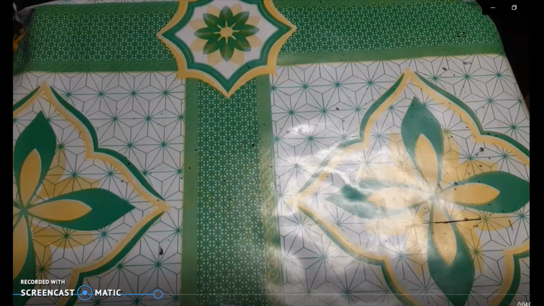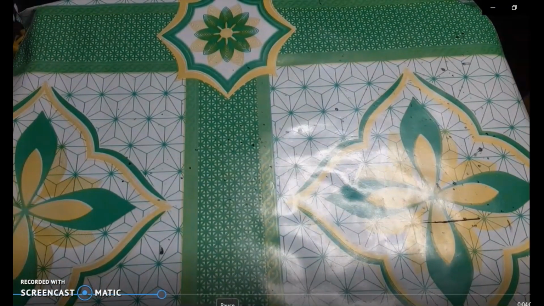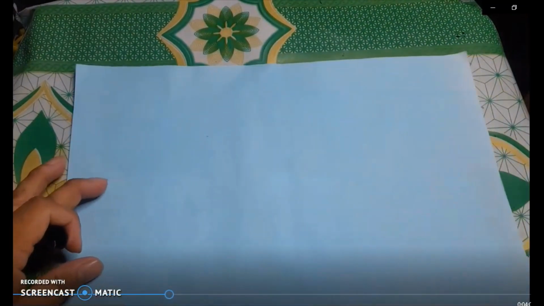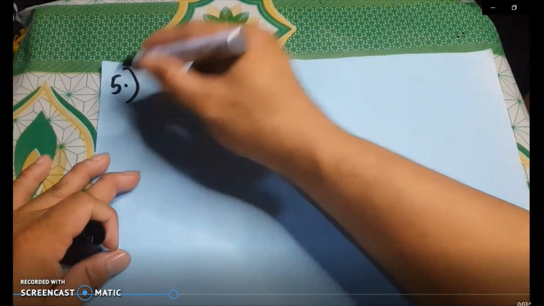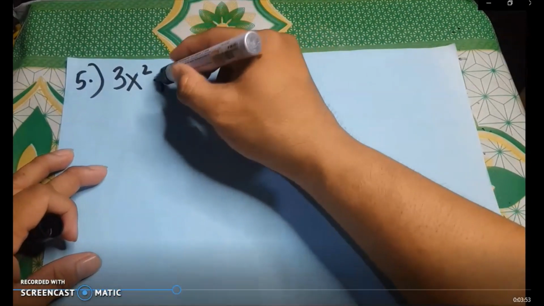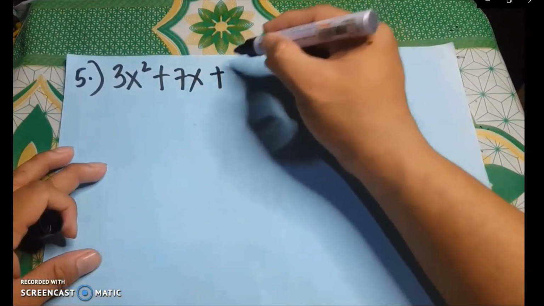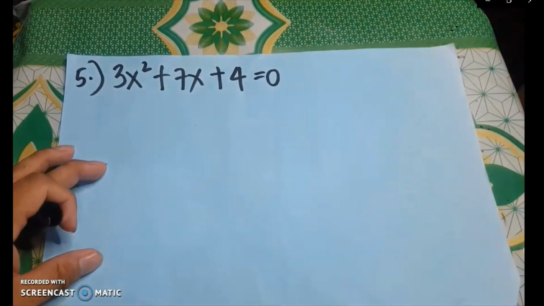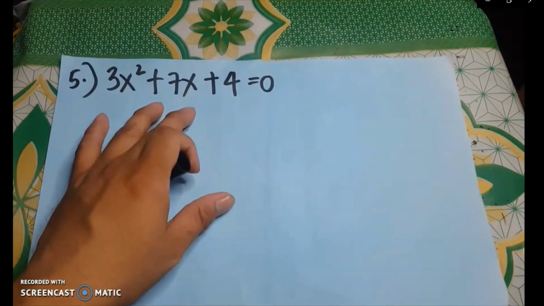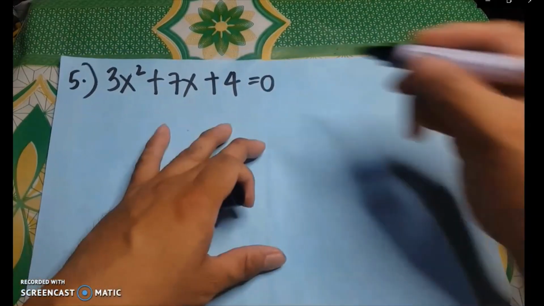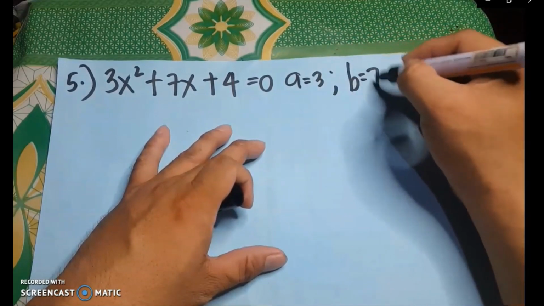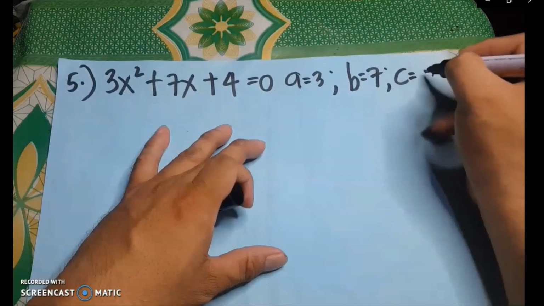So let's have this example number 5. So what is our example number 5? So let's have this given. Number 5, we do have 3x squared plus 7x plus 4 is equal to 0. So it's already arranged in the general form of the quadratic equation. So we can right away find out the value of a, b, and c. So we do have a, which is 3, b, which is 7, and c, which is 4.